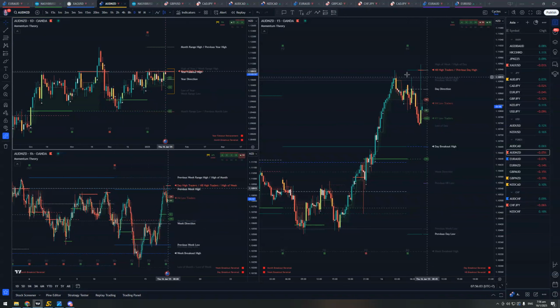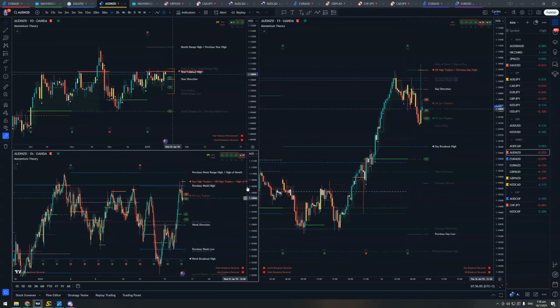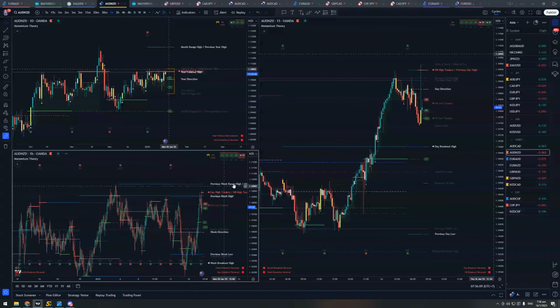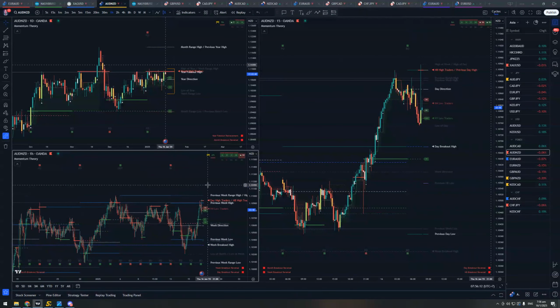Right here, previous month high, previous week high. It's hidden right below, right above that previous month high. So we faked that out. Not a good idea to go against that unless we get above it.